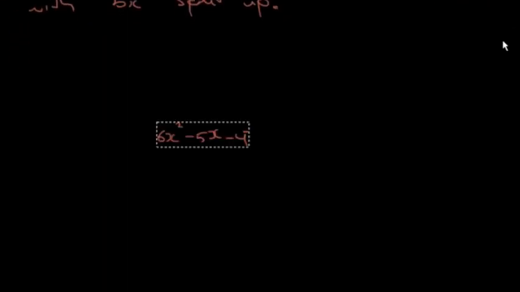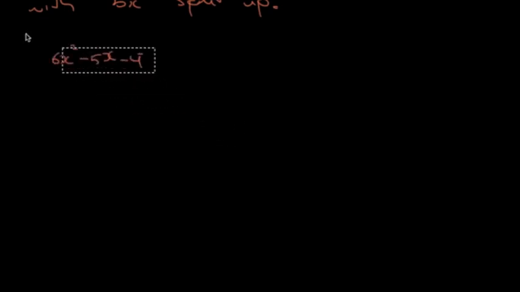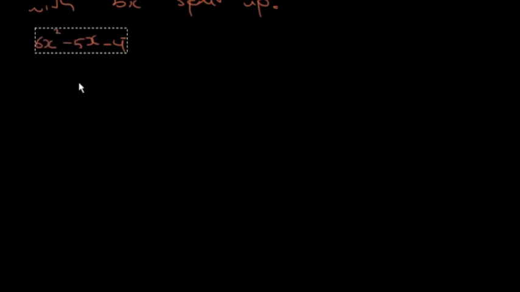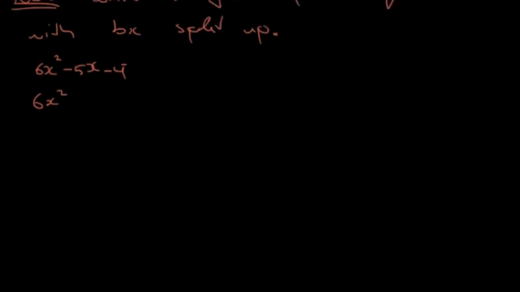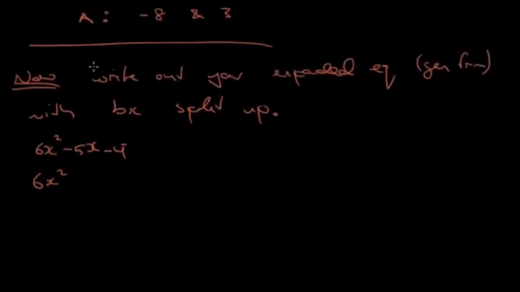I've never done this before. We probably would have been faster to write it out, but anyway. So initially we had this, and now we can write 6x squared, and we had minus 8, so minus 8x plus 3 plus 3x, and this gives us our negative 5x minus 4.